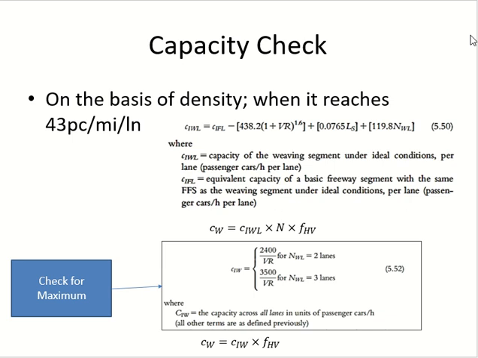Clear? Now keep one thing in mind. Total flow, here total means total. Ramp to ramp, freeway to ramp, ramp to freeway, whatever. Everybody. And the number of lanes is also total. So it will include what? Lanes for the freeway plus the auxiliary lane. Clear? So number of lanes and flow, everything is total.